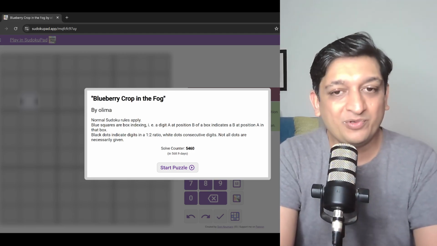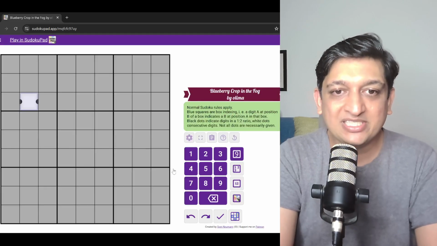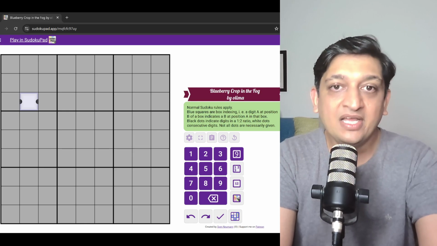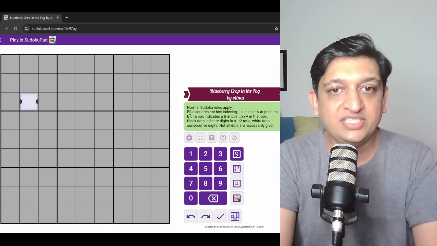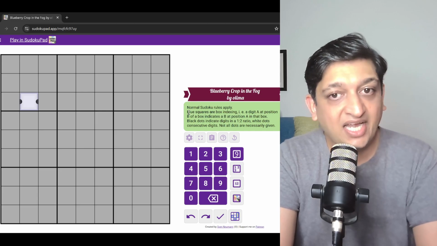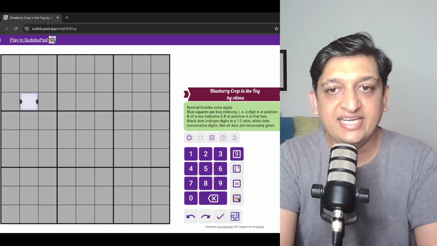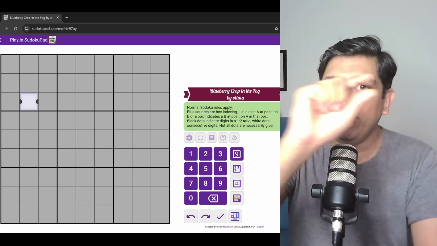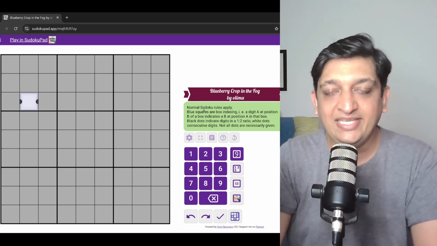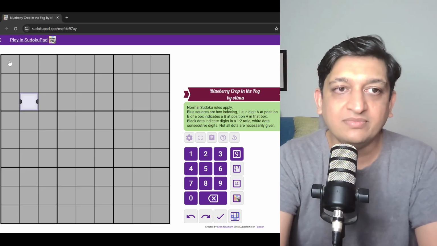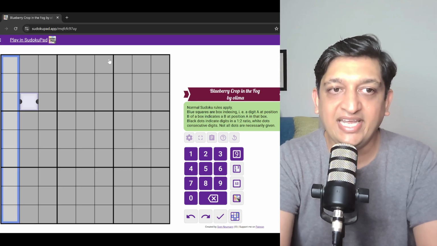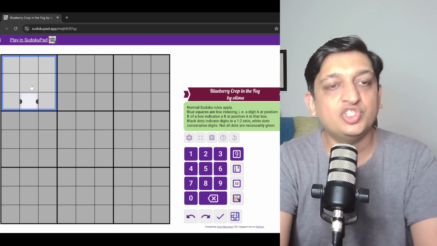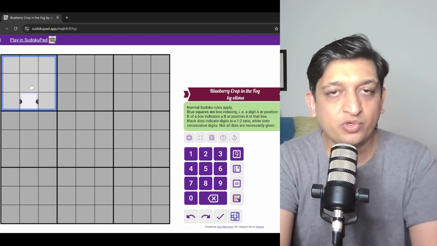So there are a couple of rules that we have here. I'll just start the puzzle so that I can show you on screen what exactly these rules mean. If you look on the right, there are a couple of rules that have been mentioned. It says that blue squares are box indexing. Of course, the first thing is normal Sudoku rules apply, which means that every row will have the digits 1 till 9, every column will have digits 1 till 9, and in a box, all these cells will also be numbered 1 till 9. So normal Sudoku rules will apply.